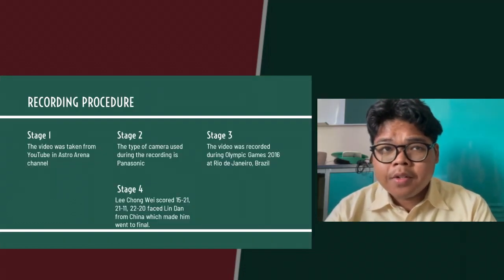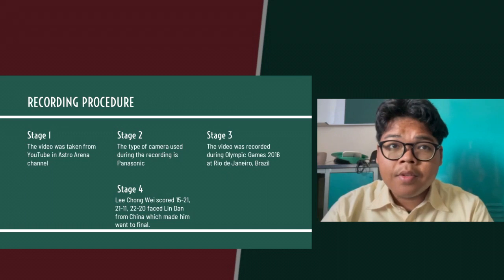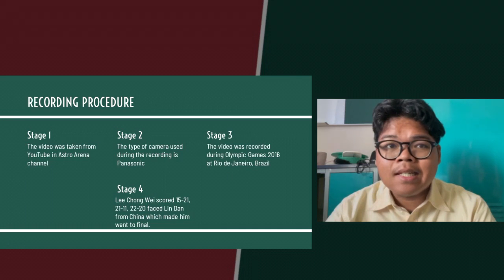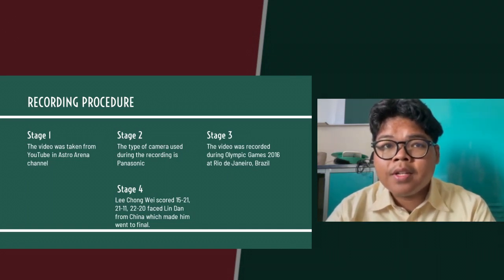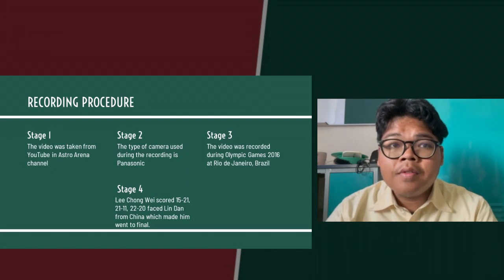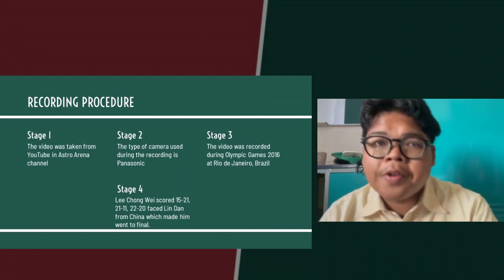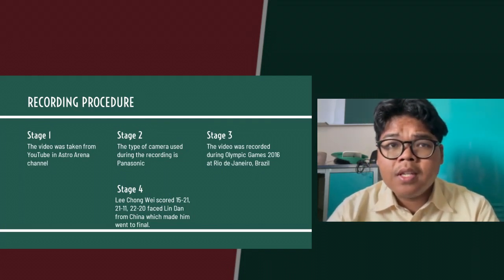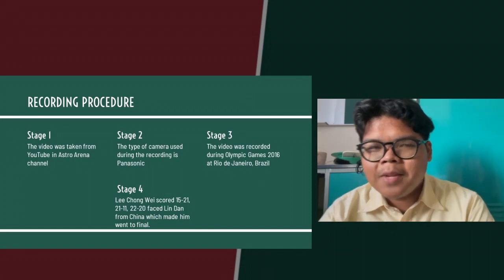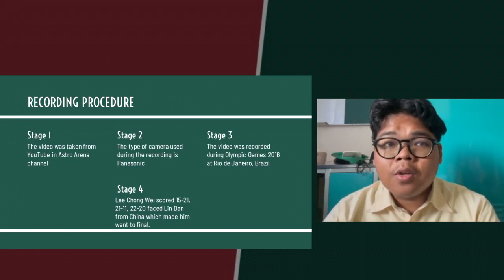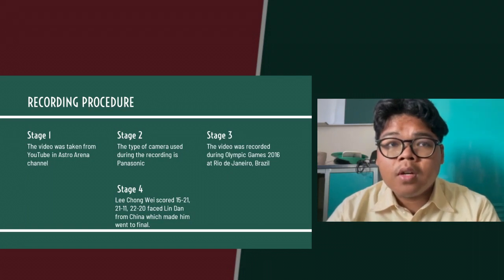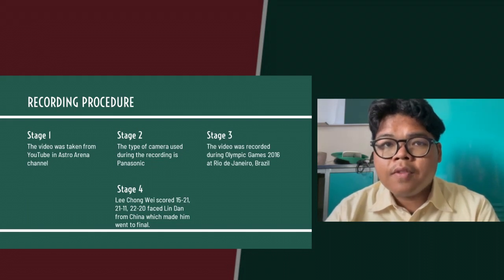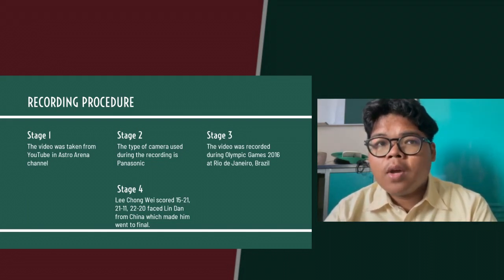Stage 1 of the recording: the video was taken from YouTube on the Astro Arena channel. The second stage is the type of camera used during the recording, which is Panasonic. The video was recorded during the Olympic Games in 2016 at Rio de Janeiro, Brazil, where Lee Chongwei scored 15-21, 21-11, 22-20 and faced Lin Dan from China, which made him go to the final.